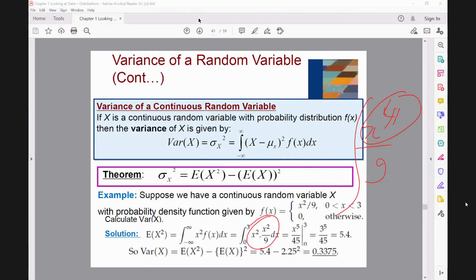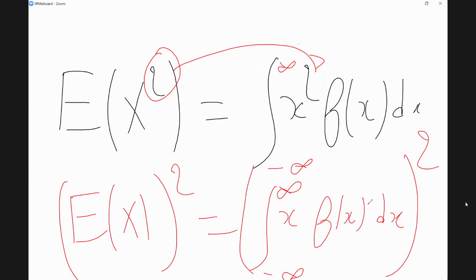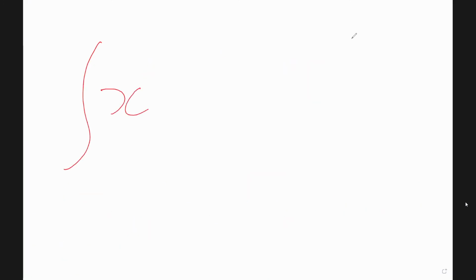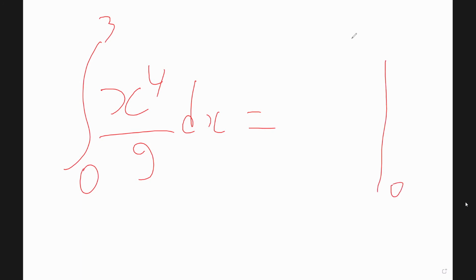Between 0 and 3 is equal to what? It is equal to the antiderivative of x to the 4. What is the antiderivative of x to the 4, my friend? It's x to the 5 divided by 5. But I already have times 9, so 5 times 9. Is it clear?